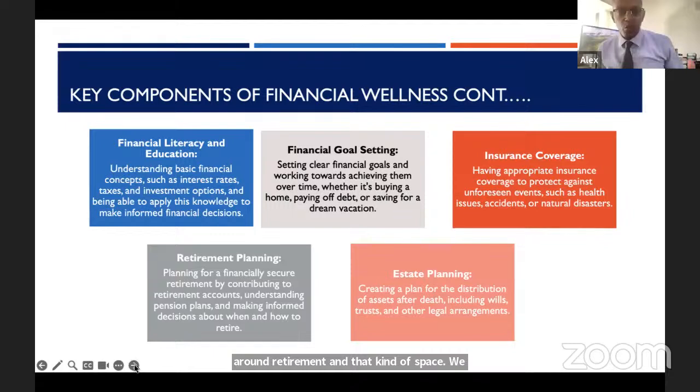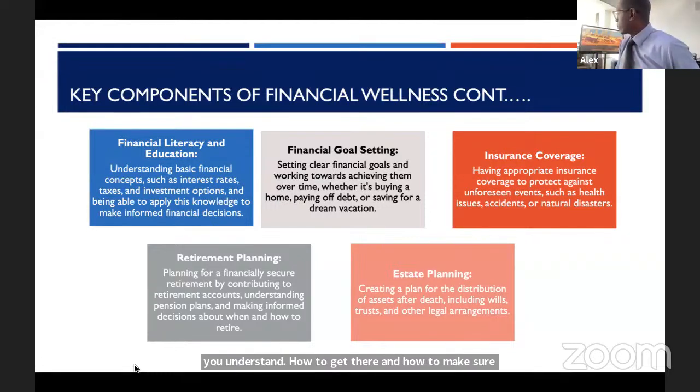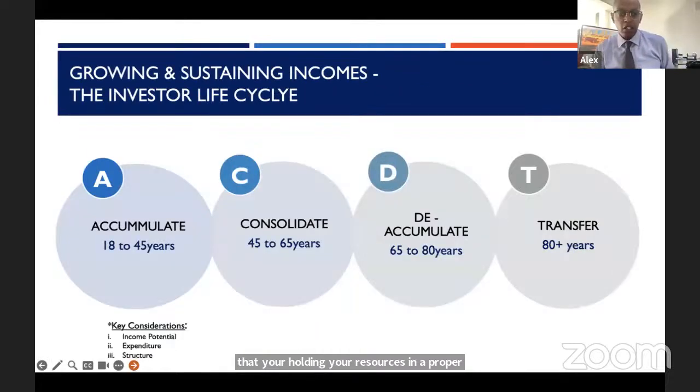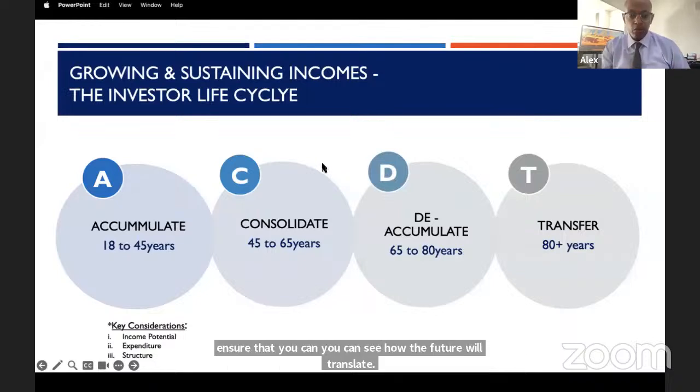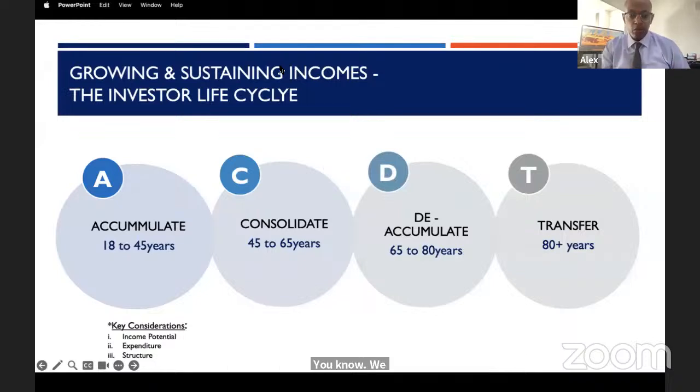There are people who are trying to achieve a lot. When I grow, I want to live in Runda, I want to do all these things. You get there, but we'll help you understand how to get there and how to make sure that you are holding your resources in a proper structure, so that we are able to ensure that you can see how the future will translate without a lot of pressure.